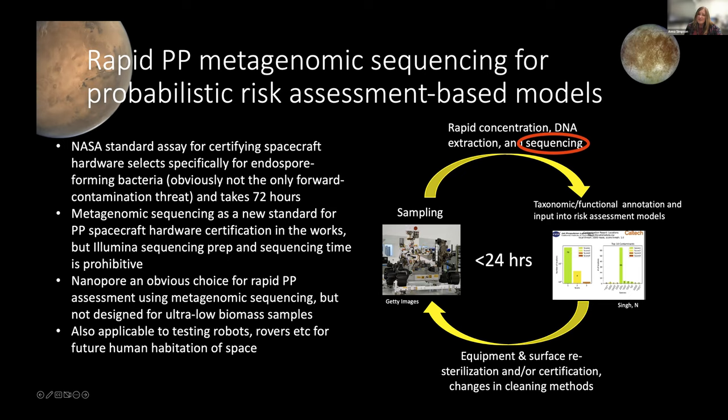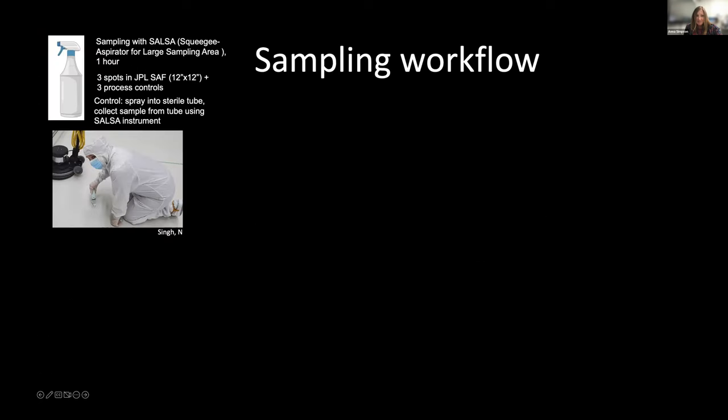And there is always the ever-present issue when doing ultra low biomass work with background contamination from reagents, which in the case of human environments, sometimes the very same microbes that are in your control reagents are in your samples. So here I'm going to present us trying this out on the JPL spacecraft assembly facility floor, along with a new sampling instrument with much higher efficiency than a swab or wipe and seeing what the kinks are.